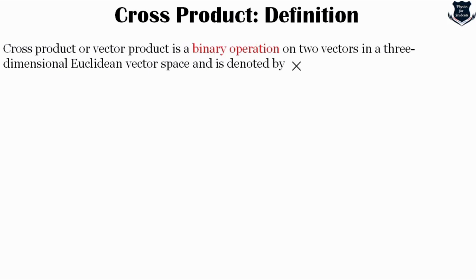Okay. So first, the definition of cross product: it is a binary operation on two vectors in a three-dimensional Euclidean vector space. Remember, it is on three-dimensional Euclidean vector space. That raises the question: what will happen if we extend from three dimensions to n dimensions? Can we use the cross product? Yes, in a specific manner, which I am going to explain. It is denoted by this sign, which is called A cross B.